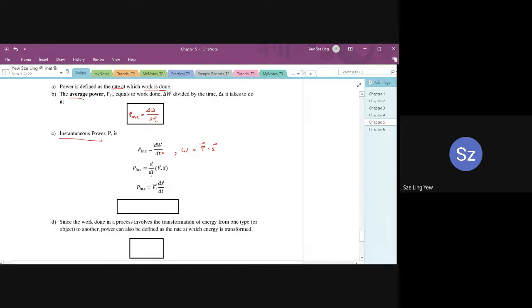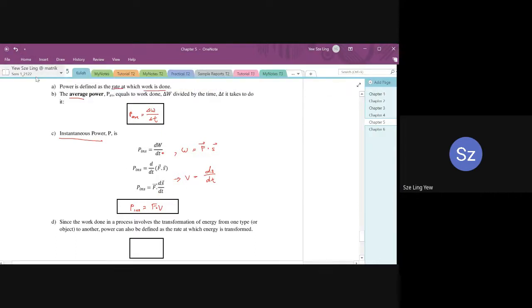Rearranging the equation, P instantaneous equals F dot ds over dt. Now this ds over dt, according to the definition of instantaneous velocity, v equals ds over dt. Therefore, P instantaneous can be written as F dot v as well. But don't forget about the dot. The dot is still there.